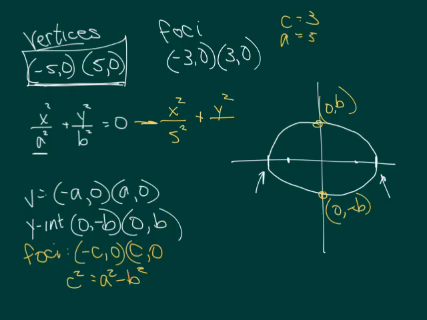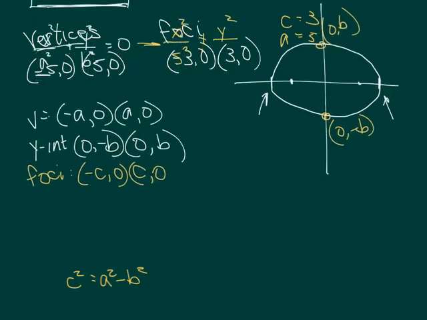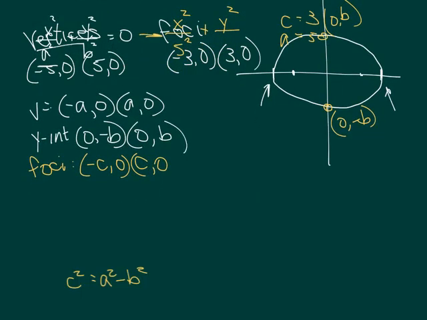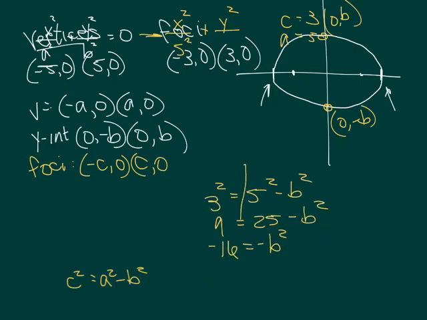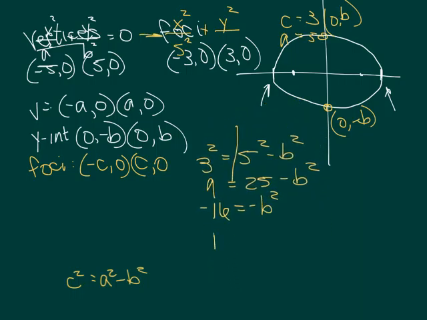So let's go ahead and do that. I know my c is 3, so 3 squared equals 5 squared minus b squared. So 9 equals 25 minus b squared. 9 minus 25 is negative 16, equals negative b squared. So that tells me that my b squared is 16, or my b is equal to 4.